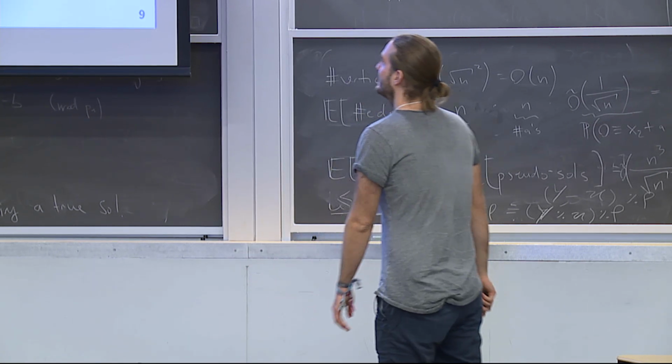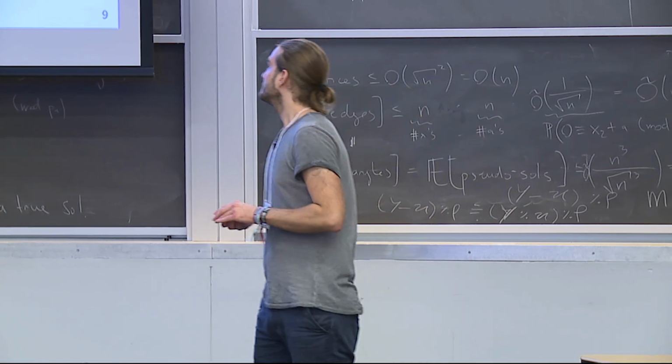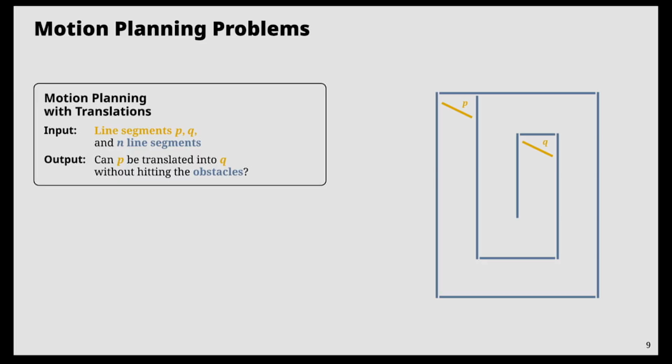Good. Next class of problems, motion planning. The general topic here is that you have some object in a source location, and you have a target location, and you want to move that object from the source to its target without hitting some obstacles. So think of a robot, okay?